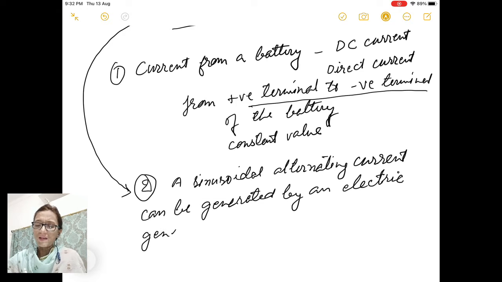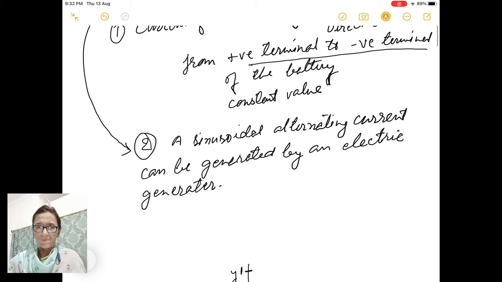Now the literal meaning of sinusoidal: I am explaining here that if any quantity varies with the sine of another quantity, or if the quantity varies with the cosine of another quantity, then such variation is called sinusoidal variation.